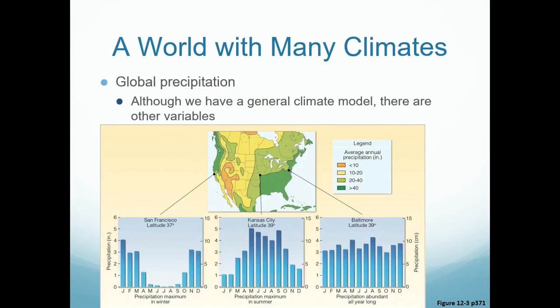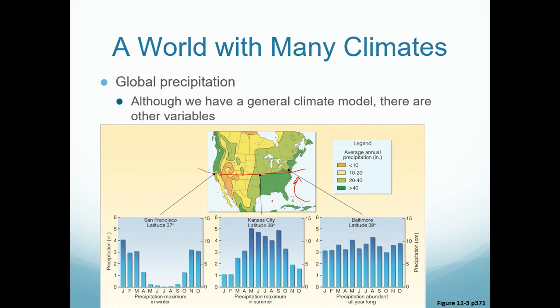So here is another example. You have San Francisco, Kansas City, and Baltimore, which are all pretty much on the same latitude. San Francisco's at 37 degrees north. Kansas City and Baltimore are both at 39 degrees. Baltimore, yeah, it's wet all year round. And that has a lot to do with the Atlantic Ocean currents. Kansas City is quite humid in the summer, but dry in the winter.